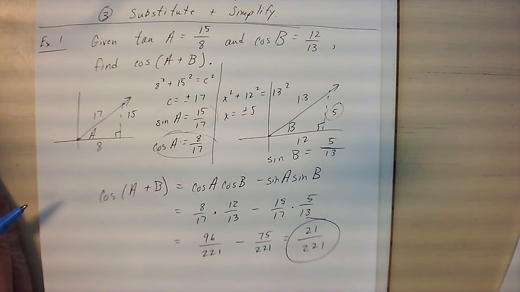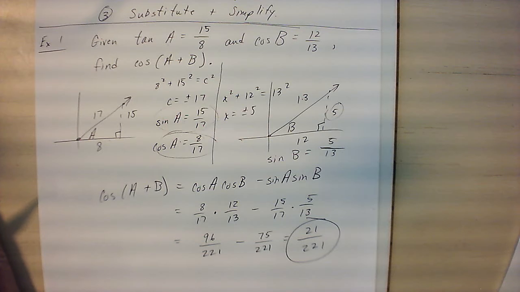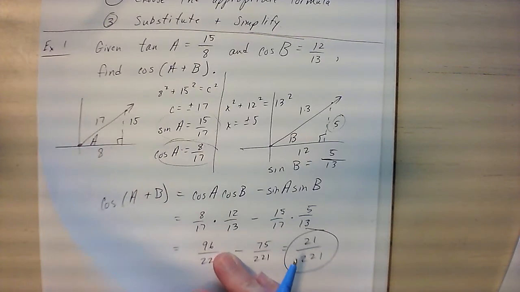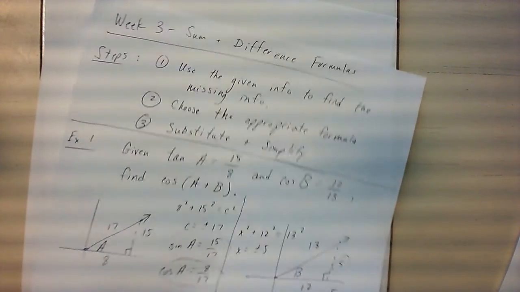Okay, here's the tangent one. Given this information, they're in quadrant 1, so everything's going to be positive again. Find the value of tangent of A minus B. Okay, so here we go. Let's do that now. Okay, so we're going to use the same steps.